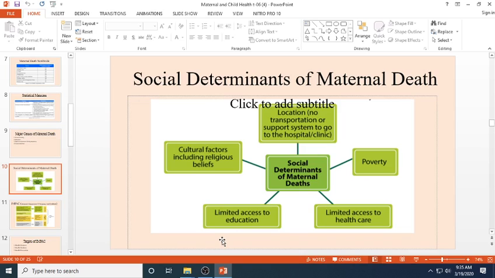When it comes to cultural beliefs, for example, in some cultures they prohibit bathing after the delivery for some period of time. This is according to their cultural belief. So, this can lead to postpartum infections which cause deaths among mothers. Cultural beliefs like these can badly affect maternal health.